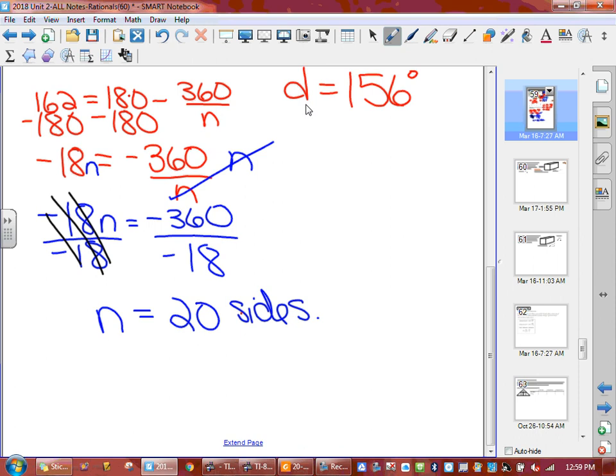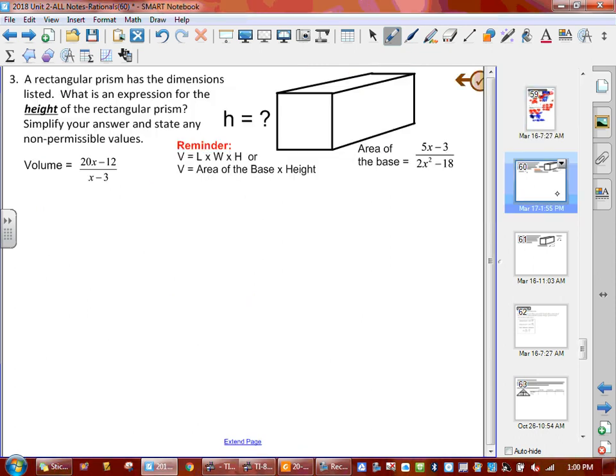Our last two are dealing with area and volume. So, example 4, your example 4, my example 3. Yes?